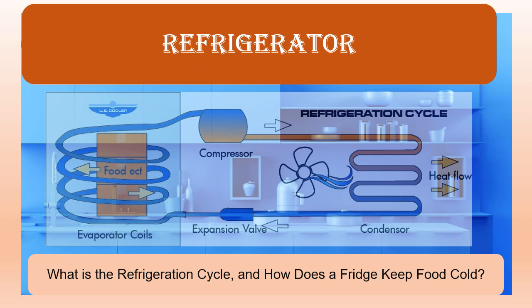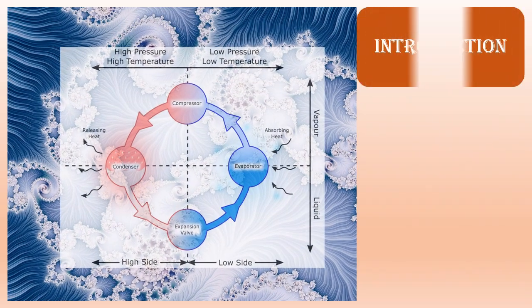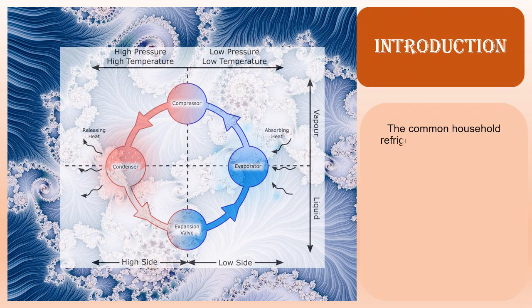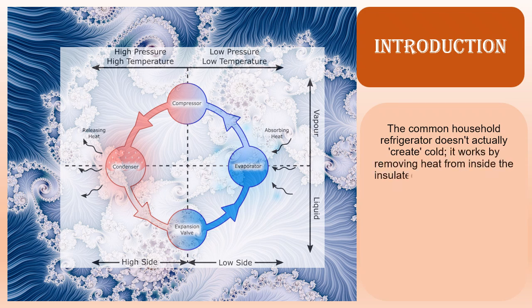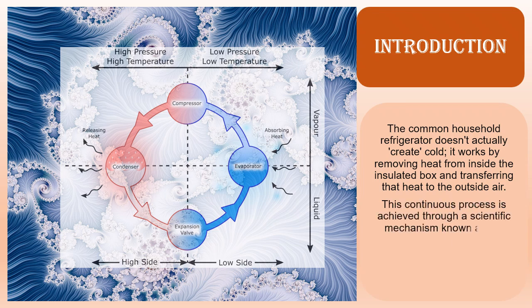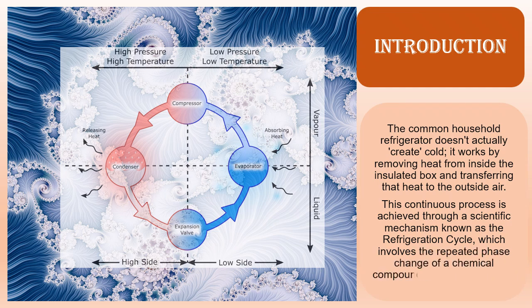Refrigerator. What is the refrigeration cycle, and how does the fridge keep food cold? Introduction. The common household refrigerator doesn't actually create cold. It works by removing heat from inside the insulated box and transferring that heat to the outside air. This continuous process is achieved through a scientific mechanism known as the refrigeration cycle, which involves the repeated phase change of a chemical compound called a refrigerant.